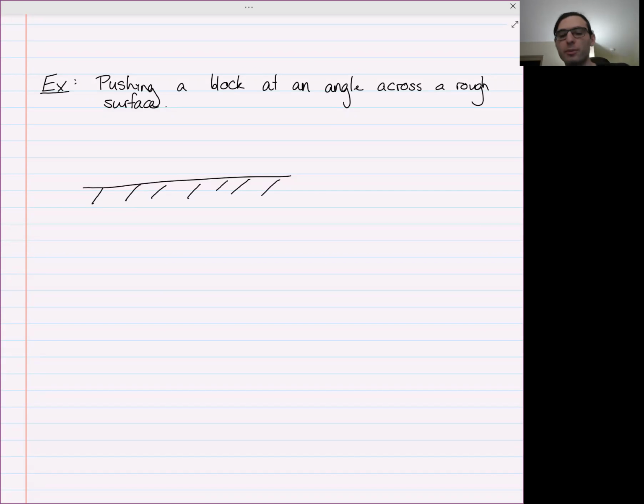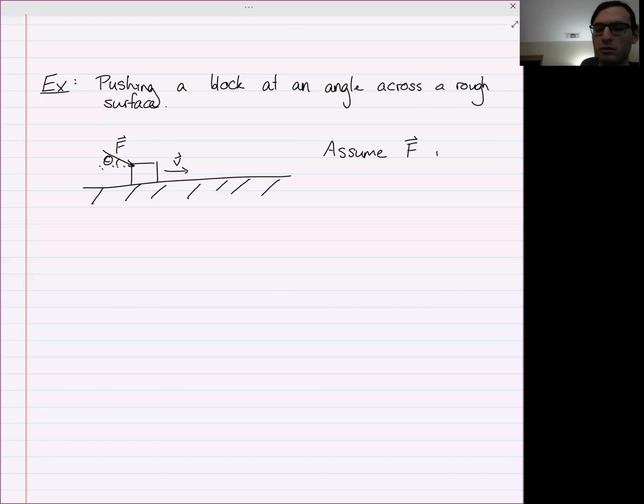And by the way, when a problem says a rough surface, that implies that there's friction. So we have our block, and let's say we're pushing down on it at some angle theta with the force F. It's just the force that we push on. And the block is moving along at a speed v. Assume F is constant. We're not going to assume anything about v.